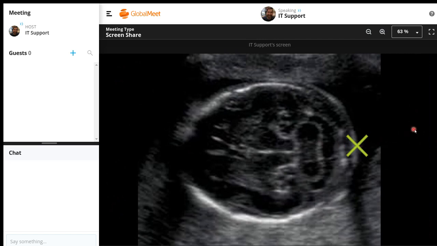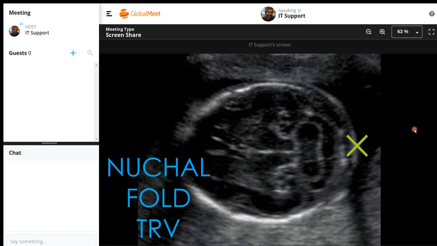Here, we are looking at the area of the nuchal fold, posterior head. In this area right here is the skin behind the neck. That's what we would measure if we're measuring the nuchal fold.